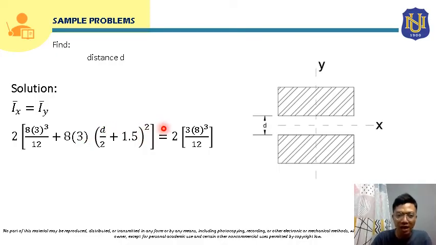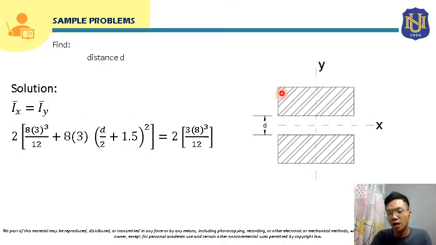So we will square that. Okay, so we will multiply it by 2 since there are two rectangles here. Okay, so we will equate that to Iy bar. So solving for Iy bar, so for the moment of inertia of these two rectangles with respect to the y centroidal axis, which is this axis.